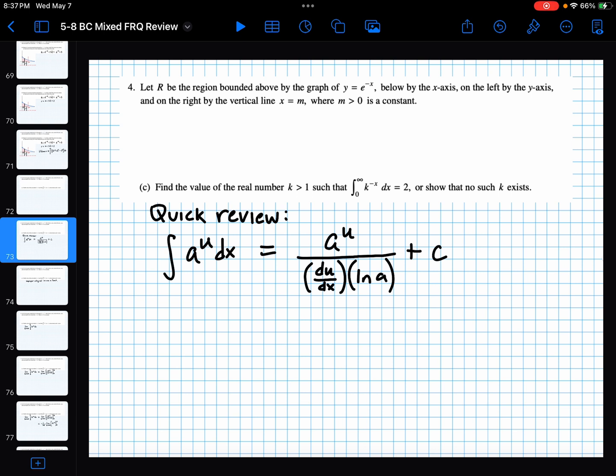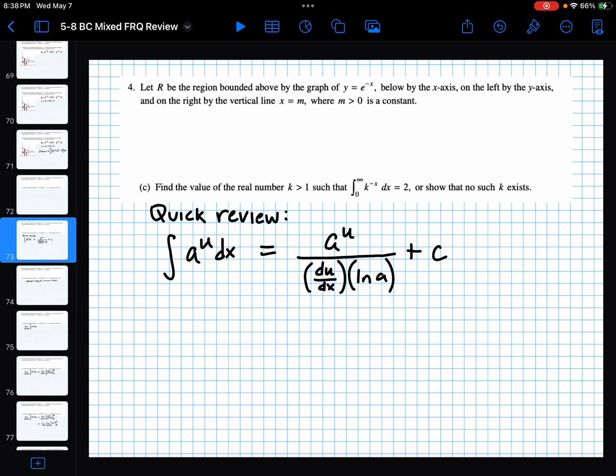We don't have to worry about the plus c here because it's a definite integral. And if you want some way of justifying that this is the correct thing for you, then take the derivative of what the integral is equal to, right? And you'll see that the du dx in the denominator and the natural log of a in the denominator cancel out, and the derivative of that constant c is just equal to 0. You still wind up with that a to the u.